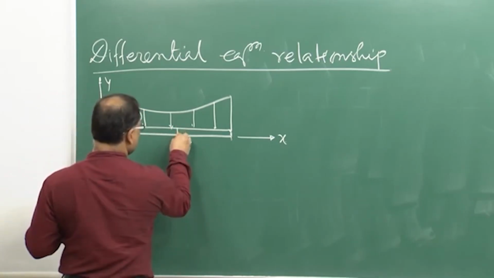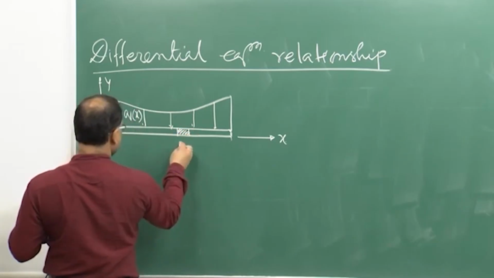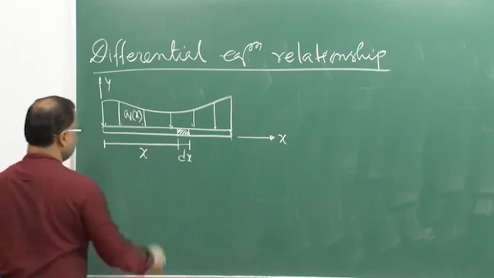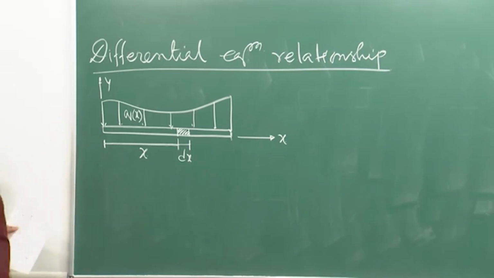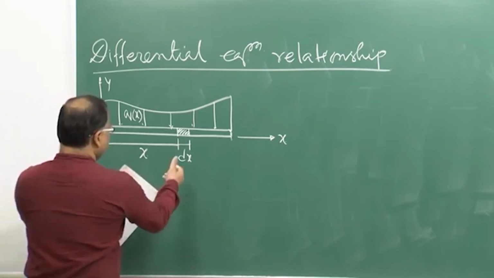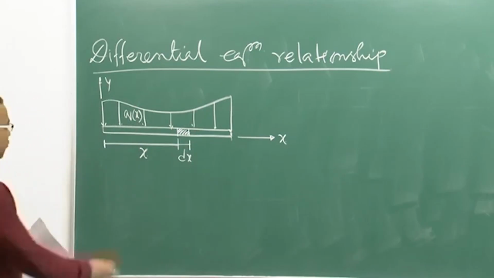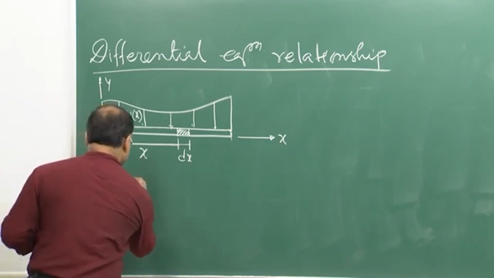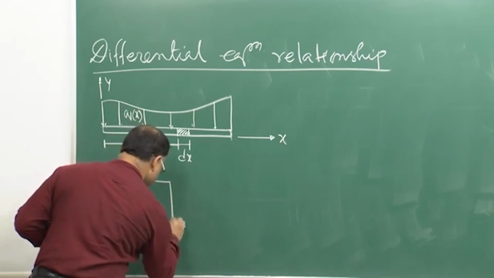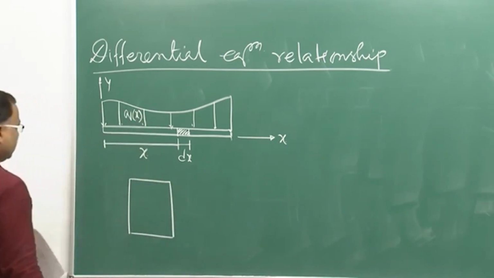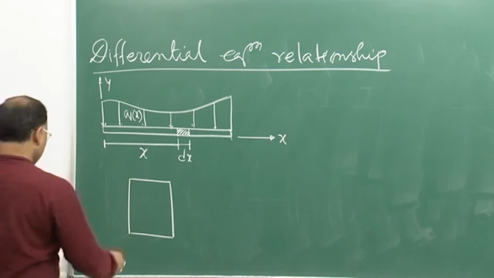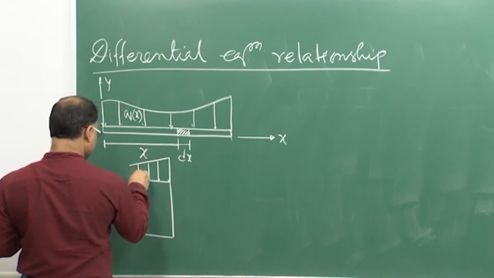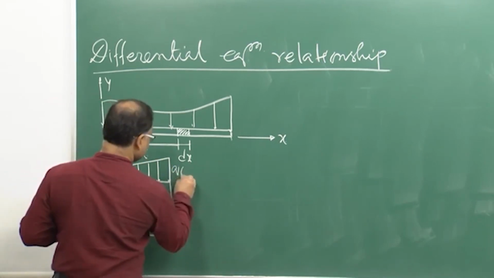I am considering one small segment on the beam, dx, at x distance away from the origin. And I am trying to blow up this small segment and draw its free body diagram. This is some exaggerated figure. You have load intensity on top of that, q(x).